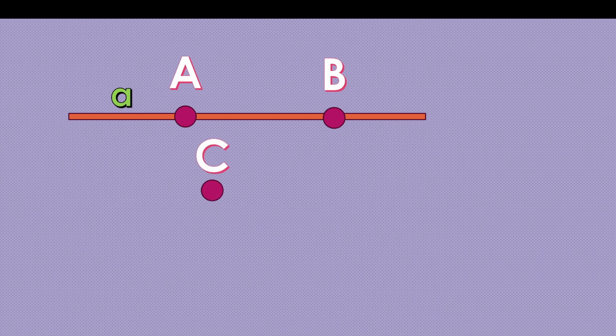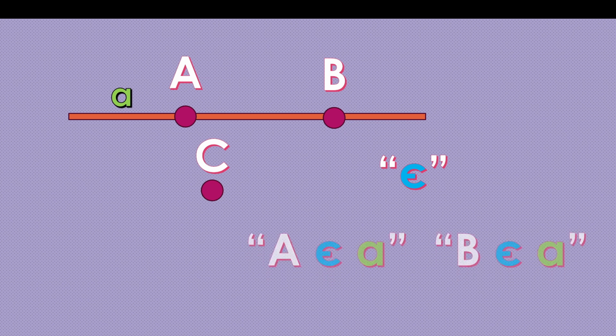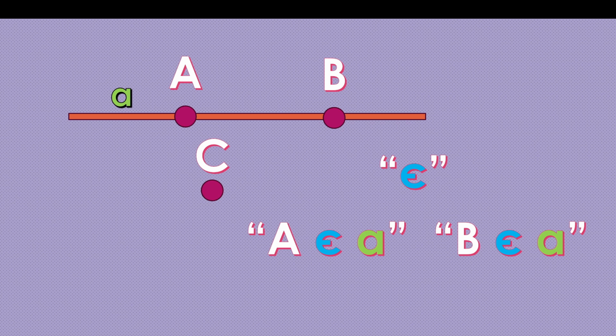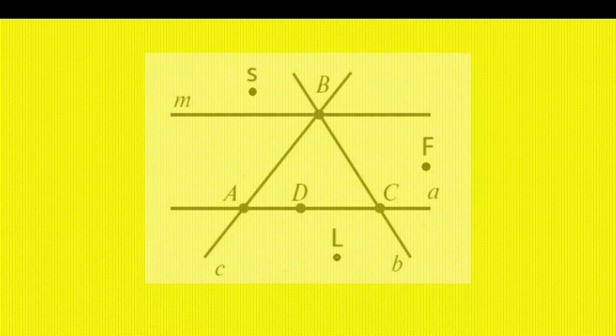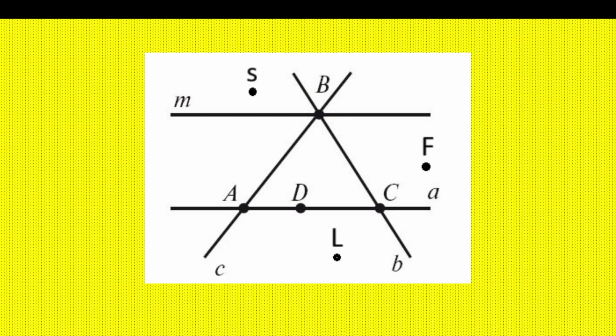Let's draw a line a and mark the points A and B that lie on the line. The line passes through these points, as well as the point C that does not lie on the line a. Often, an abbreviated notation is used. This symbol means belongs. That is, we can write A belongs to a, B belongs to a. And the other symbol means does not belong. That is, we can write C does not belong to a. Whatever the line, there are points that belong to this line and points that do not belong to it.